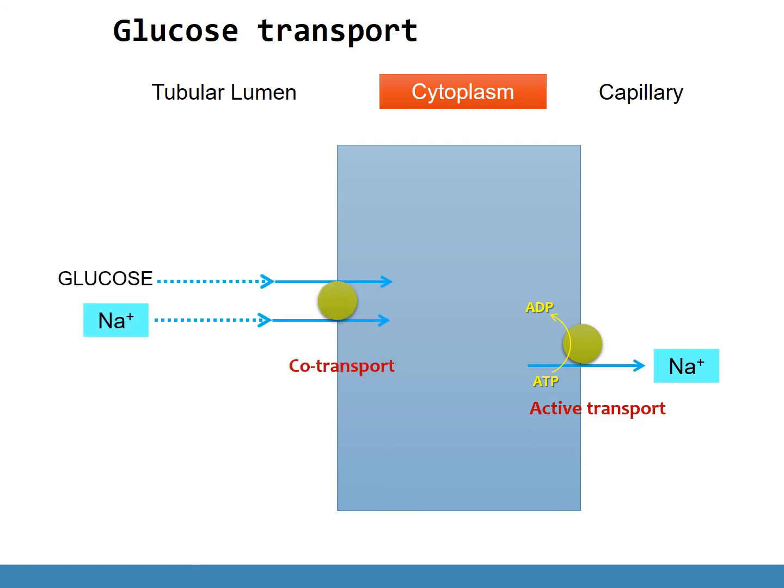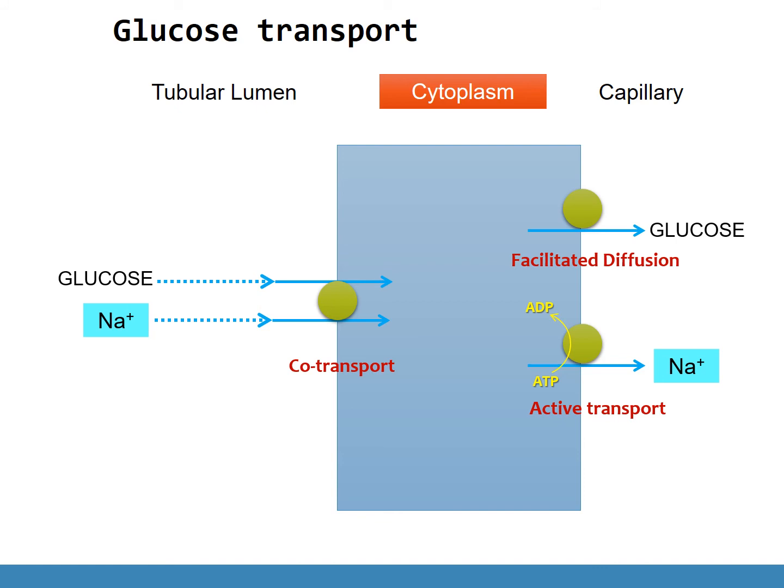When this sodium moves into the cell, it uses a specific protein which also allows one glucose molecule to move into the cell. So glucose basically follows the sodium and enters the cytoplasm of the cell, and then from the basolateral surface of the cell, the glucose goes out using another carrier through facilitated diffusion.